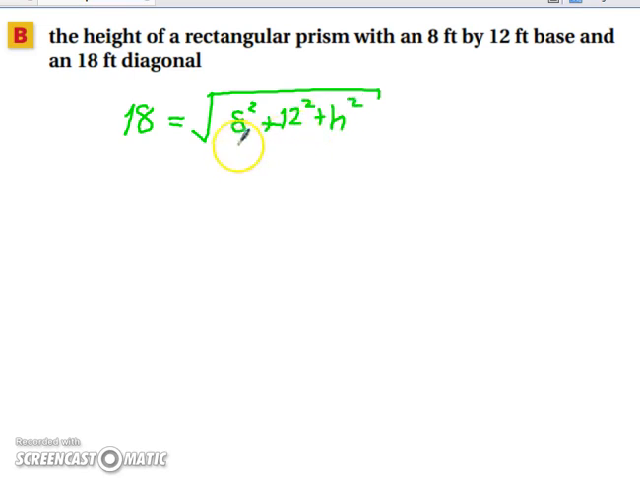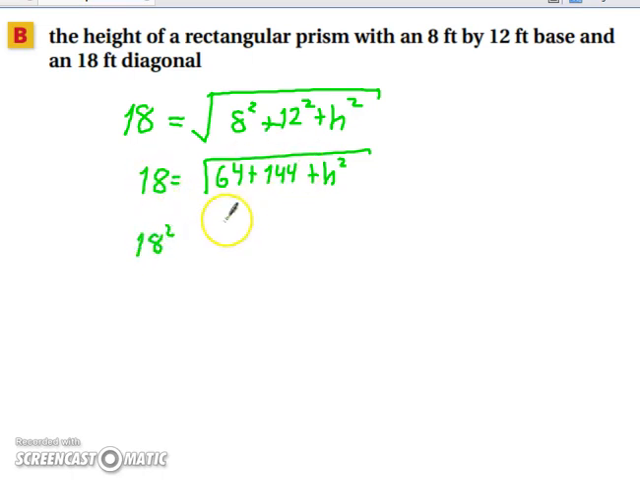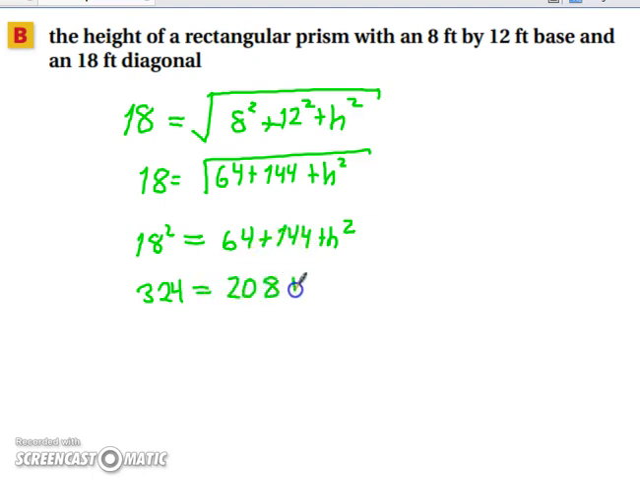Well, now we can simplify. 8 squared is 64. 12 squared is 144. We don't know what h squared is because that's what we're trying to figure out. So we've got 18 equals the square root of 64 plus 144 plus h squared. Well, to get rid of this square root here, we need to square both sides. So we're going to take 18 and square it. And then if we square this side, we'll get rid of the square root. So 18 squared is 324. And then we have 64 and 144, which makes 208. And then we just keep this plus h squared off to the side here.